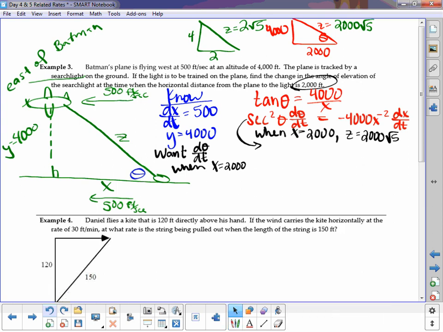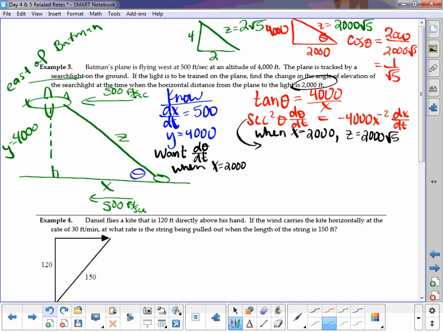Okay. So now once again, we ask ourselves, secant corresponds with cosine. So cosine of theta at this point in time is going to be what? At this moment, what is cosine of theta? Good. 2,000 over 2,000 root 5. And that's going to simplify to, good, 1 over root 5. Now keep in mind that's my cosine value, so what do I do with it to turn it into secant? Flip it. So it's really just root 5 squared.